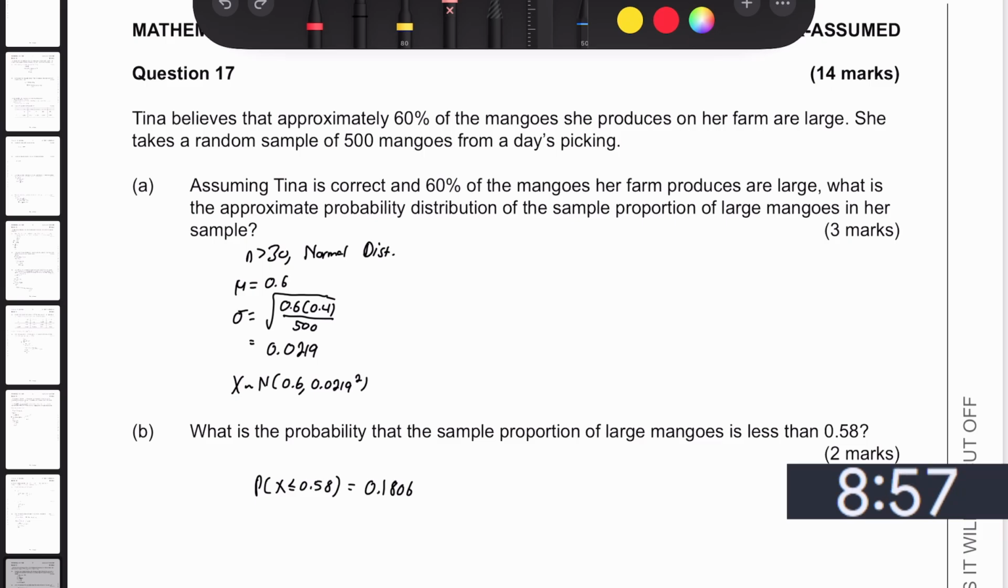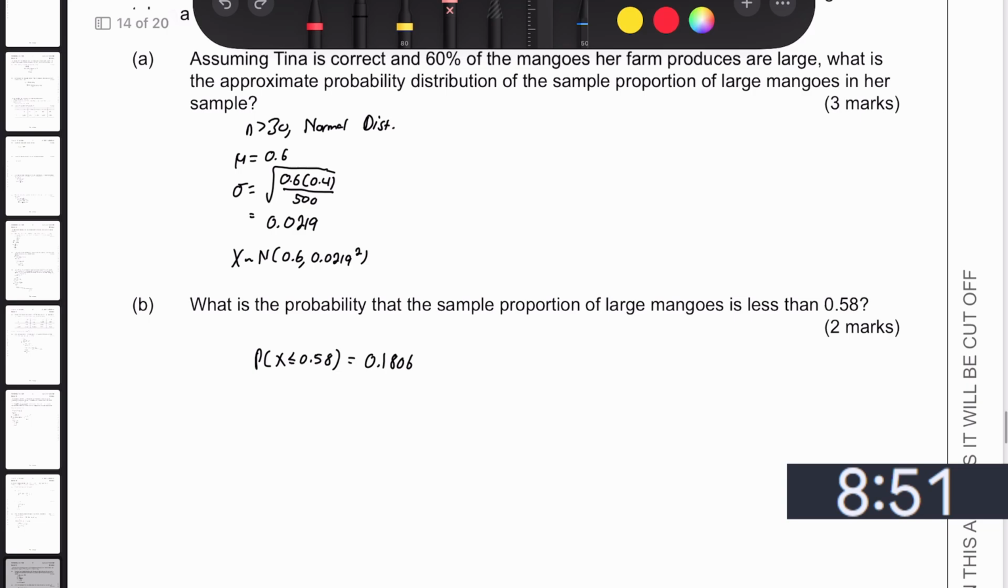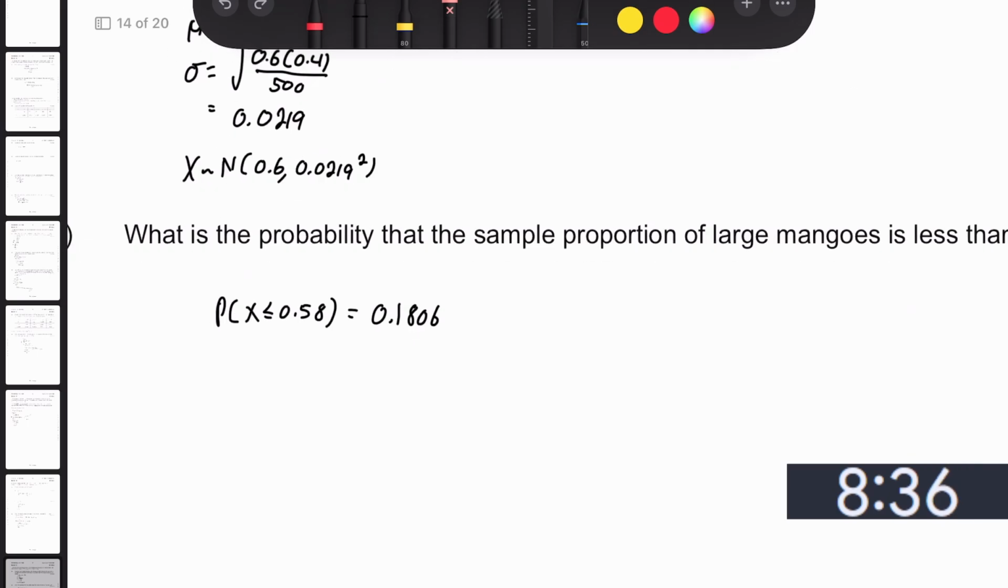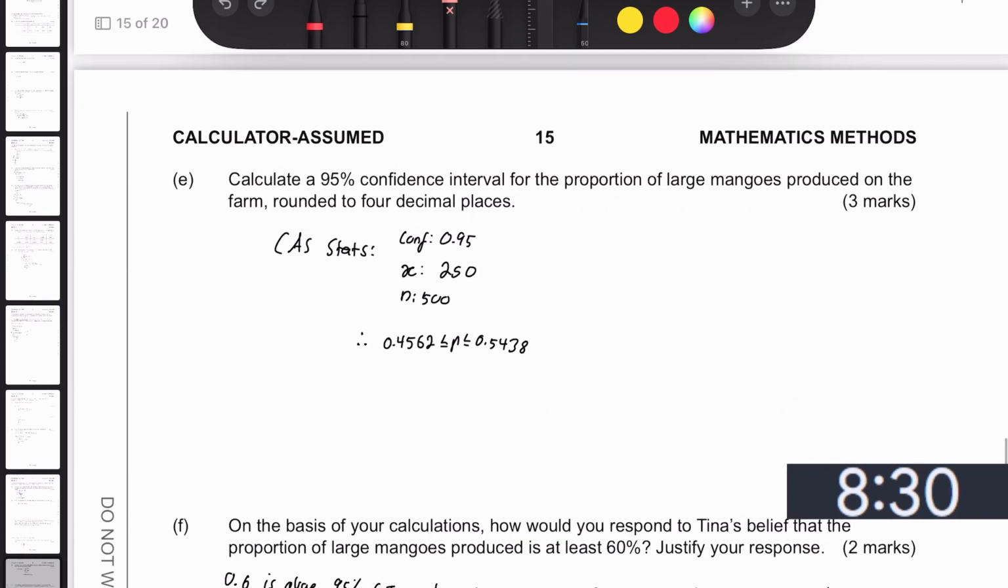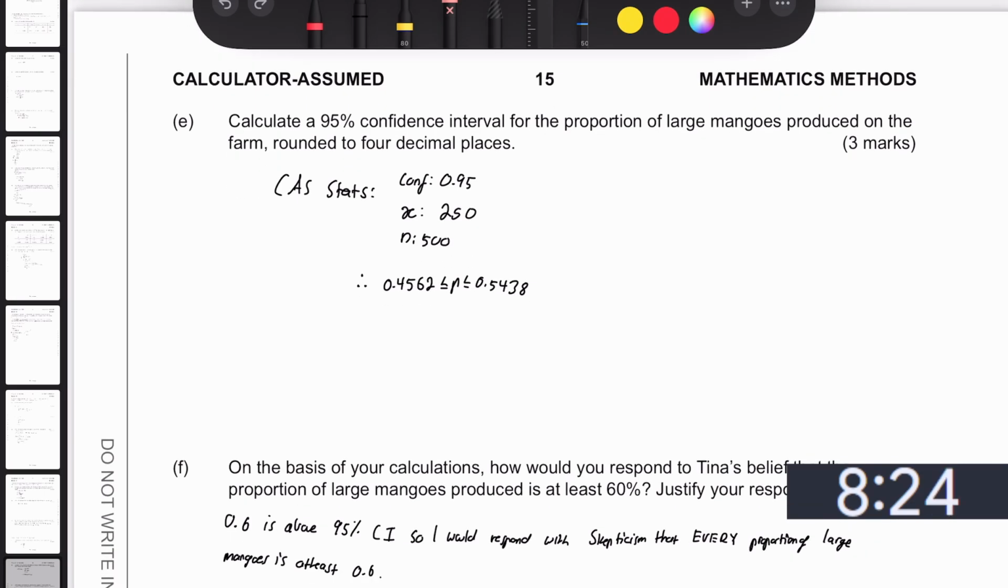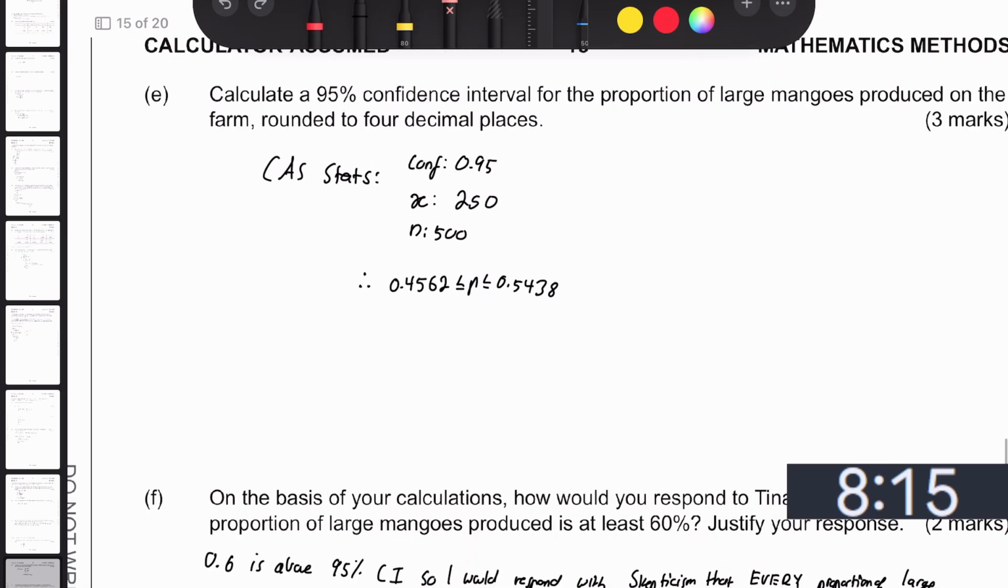Let's see, 0.6 times 0.4 over 500 equals 219 less than 0.58. So 0.1 negative infinity to 0.58 of the standard deviation. 219 of that. 9806. Okay. And in statistics, calculation, interval, 45625438.